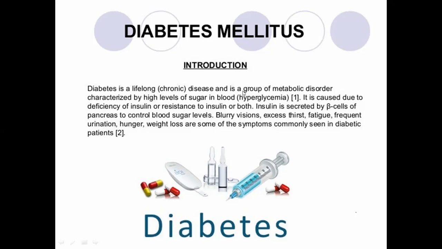Then it leads to hyperglycemia, and that hyperglycemia leads to diabetes mellitus. How is diabetes mellitus occurred? Do you understand? Yes, ma'am. We are discussing the pathophysiology of diabetes mellitus.